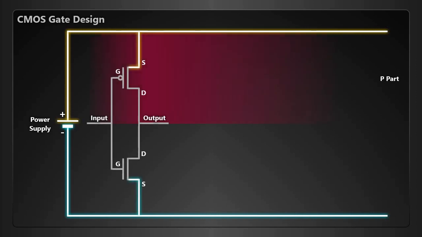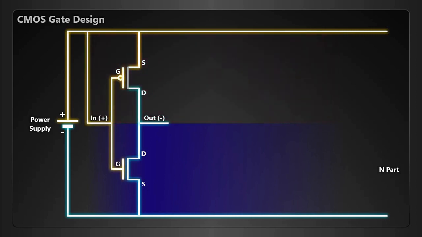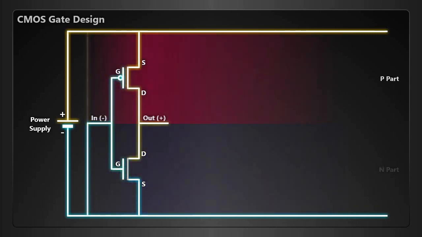When we design our logic, we always draw the positive rail on top and the negative rail at the bottom. Recall from the last video that a NOT gate has two parts, the P part and the N part. If we connect the input to high, the output becomes low as the N part gets energized. If we connect the input to low, the output becomes high as the P part gets energized.